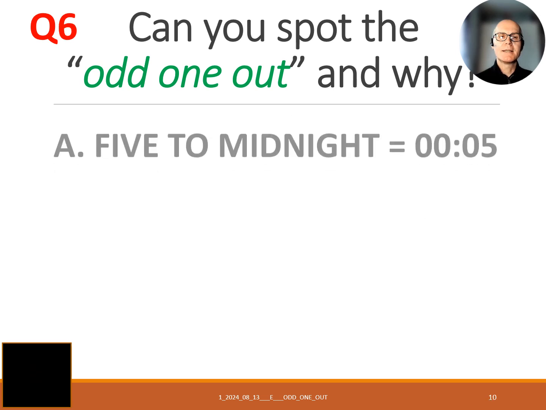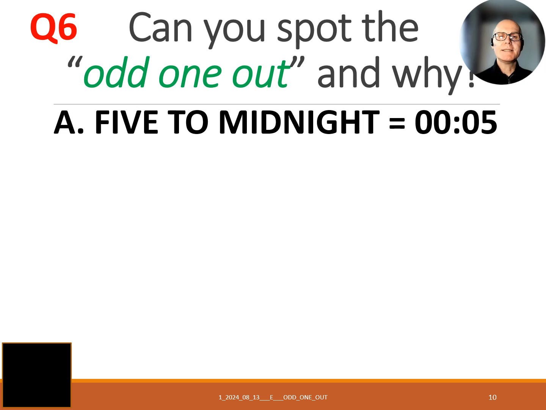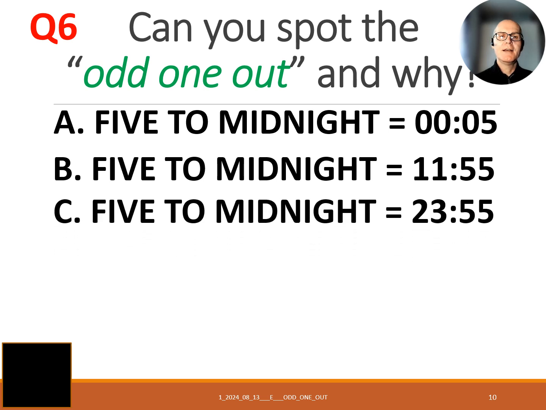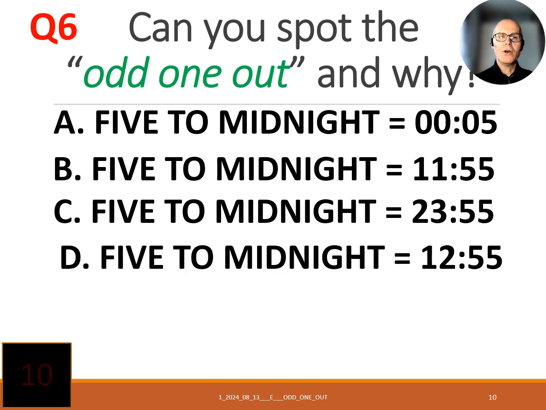Question 6. A, 5 to midnight equals 00:05. B, 5 to midnight equals 11:55. C, 5 to midnight equals 23:55. Or D, 5 to midnight equals 12:55.